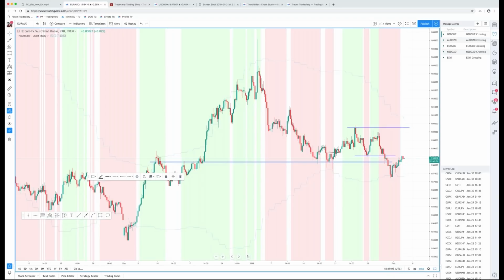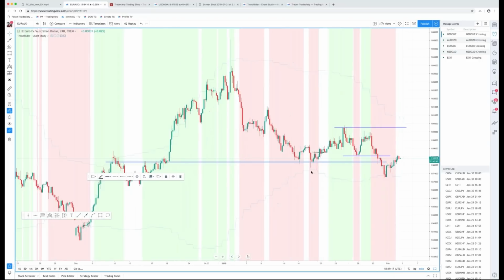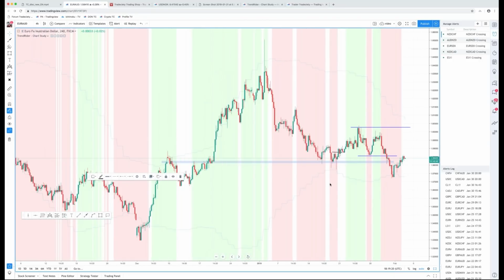Where are you going to put your stop loss if we are using the trend writer? It doesn't really matter which method I use of mine.